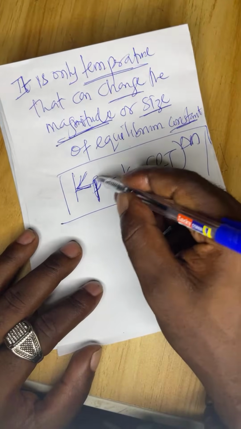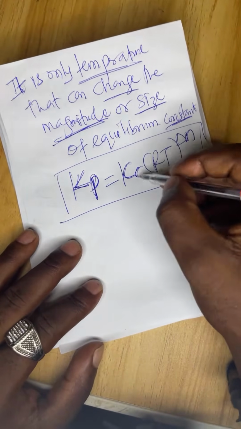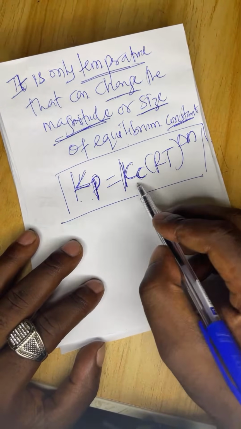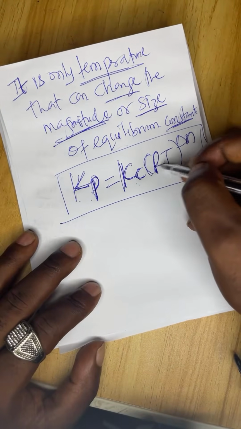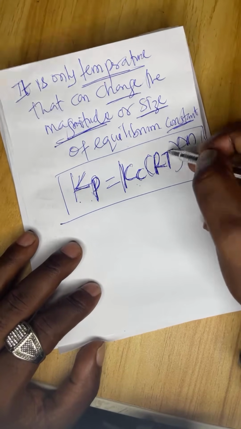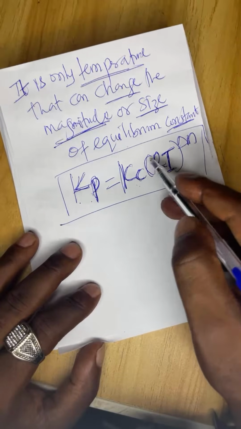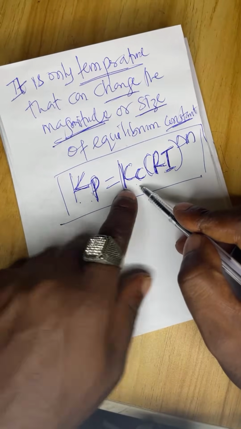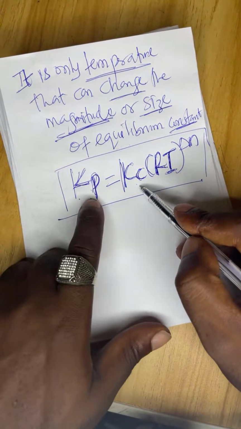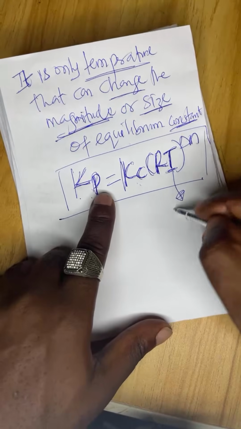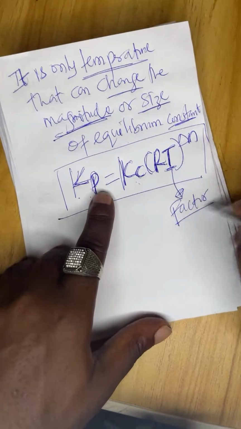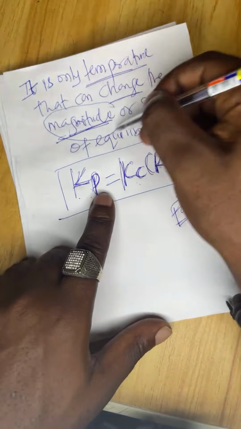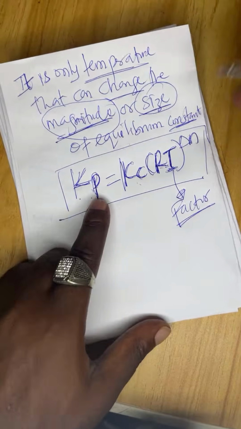This is the equilibrium constant for partial pressure. This is the equilibrium constant for concentration. It is not pressure and concentration; it is the equilibrium constant for pressure and concentration. This is the gas constant R, and this is temperature. So it's only temperature that is in between here. There's no pressure here, no concentration here. Kp is not pressure and Kc is not concentration, but temperature as a factor is here. That is why temperature is the only factor that can change the magnitude, or size, of the equilibrium constant.